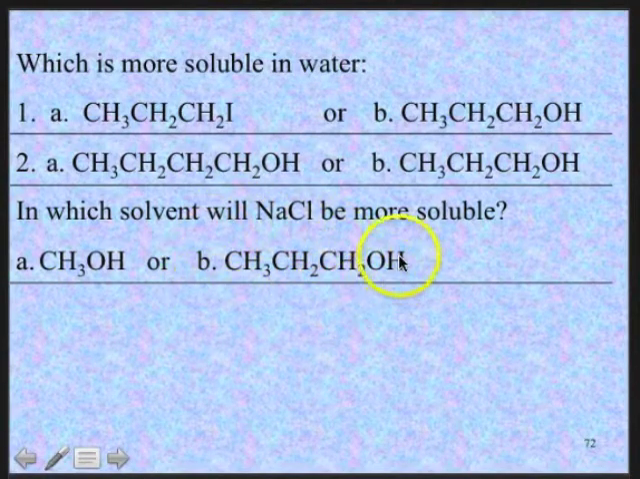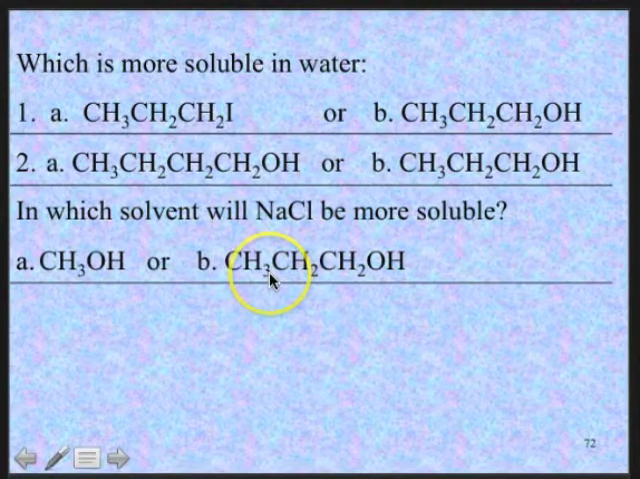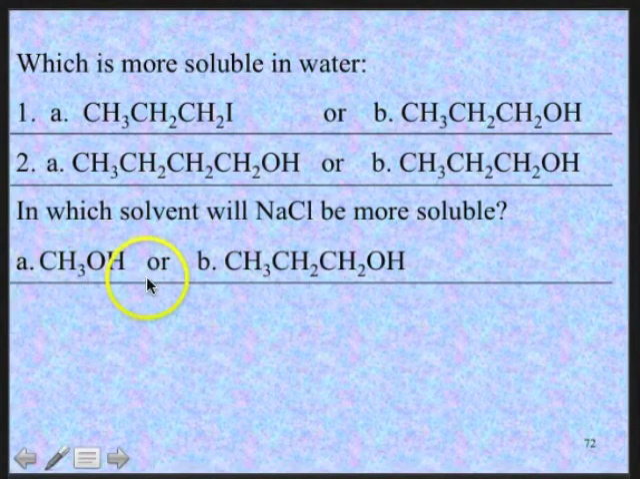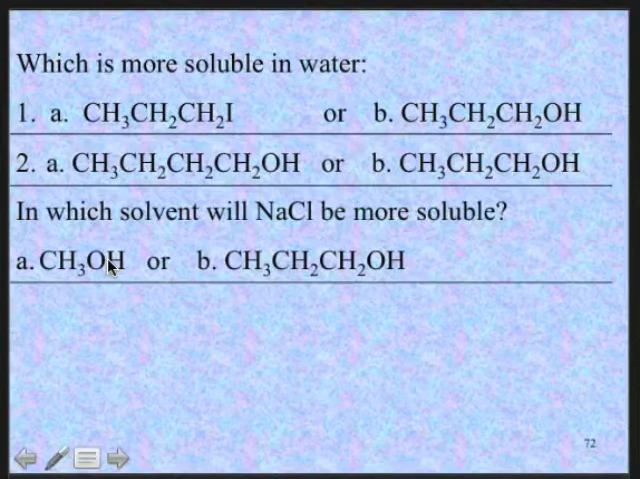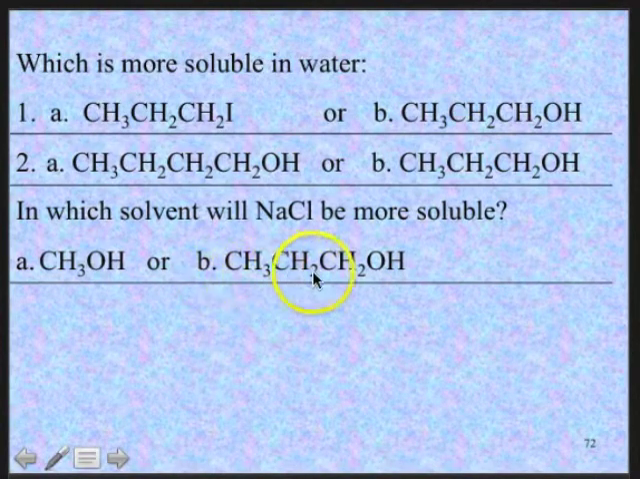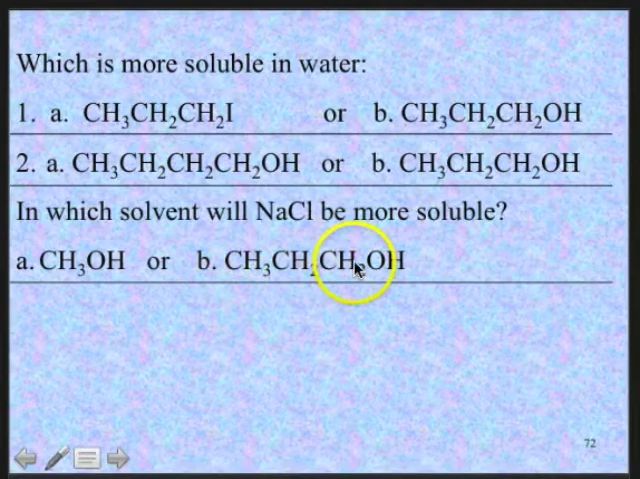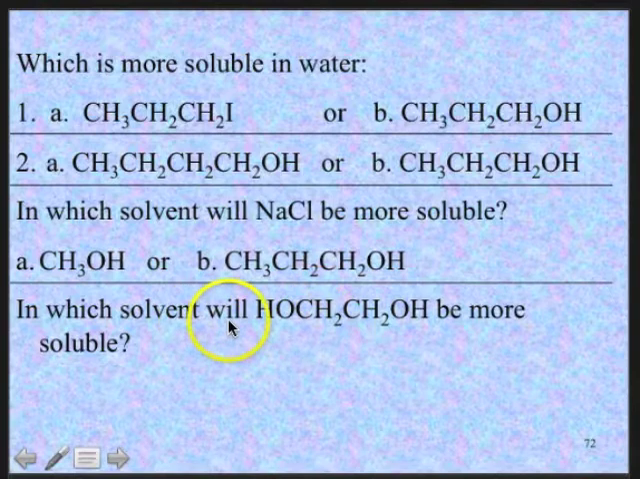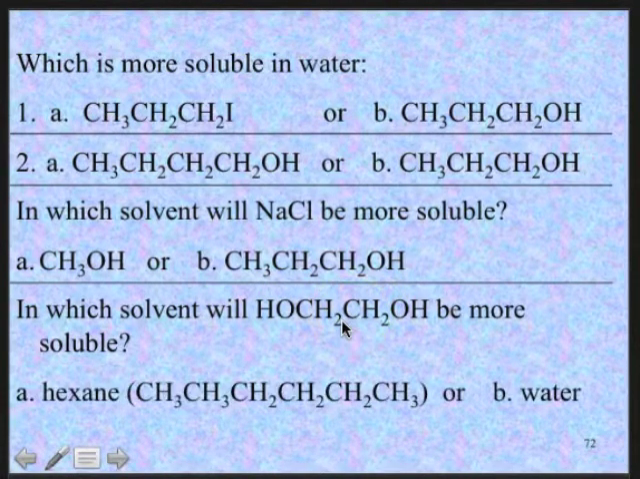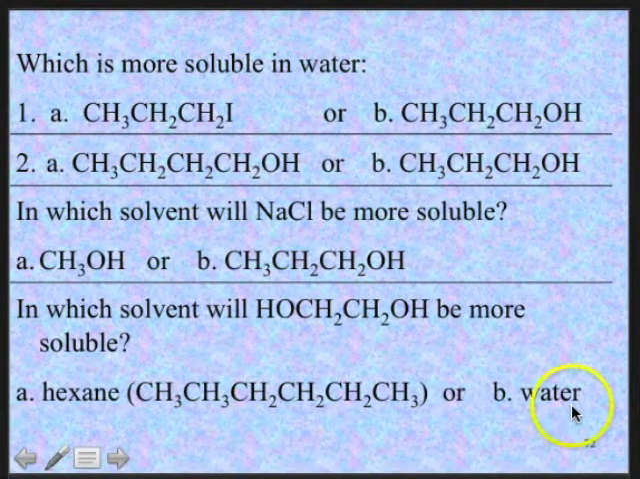You probably know this alcohol as rubbing alcohol. This is methanol with 2 carbons and a hydroxide. That's ethanol, the active ingredient in beer and wine and alcoholic spirits. And with 3 carbons, you're talking about rubbing alcohol. This is ethylene glycol. In which solvent will ethylene glycol be more soluble? In hexane or in water?